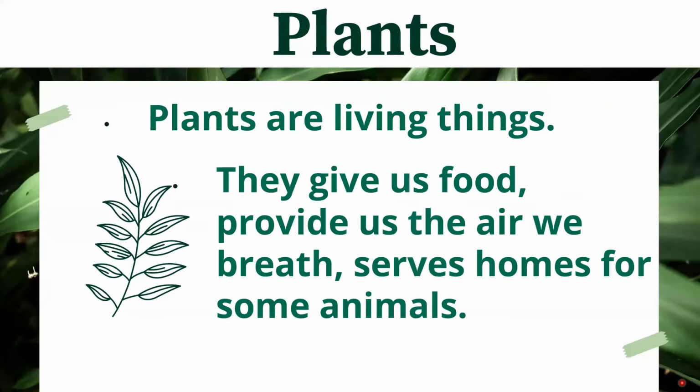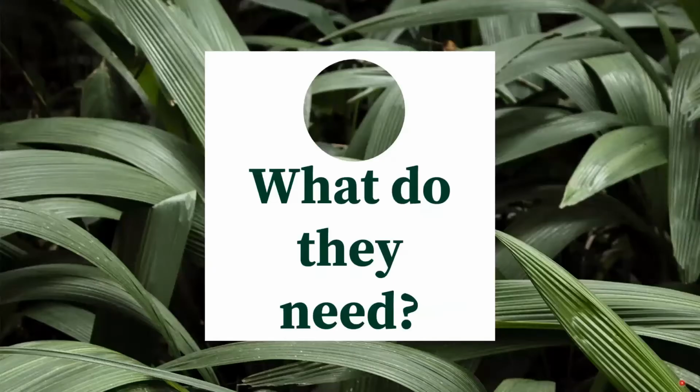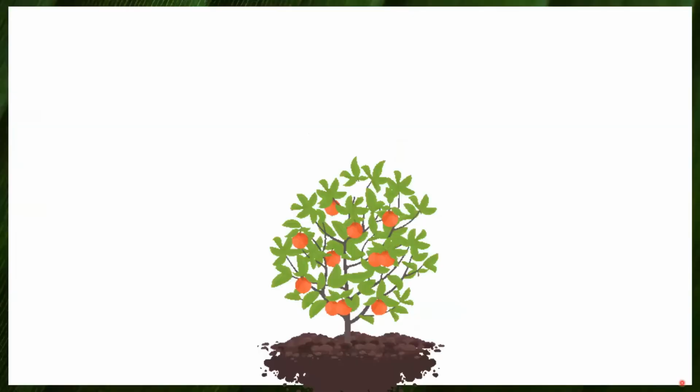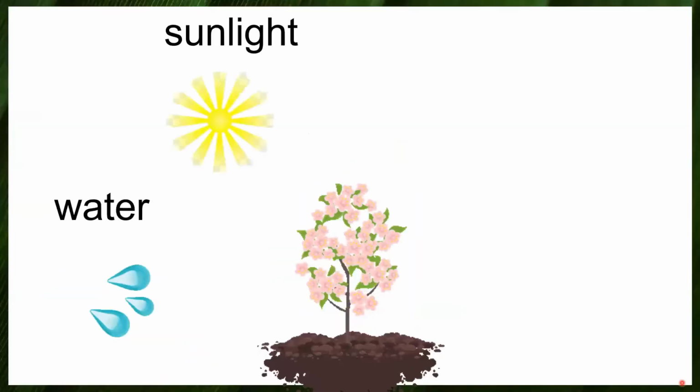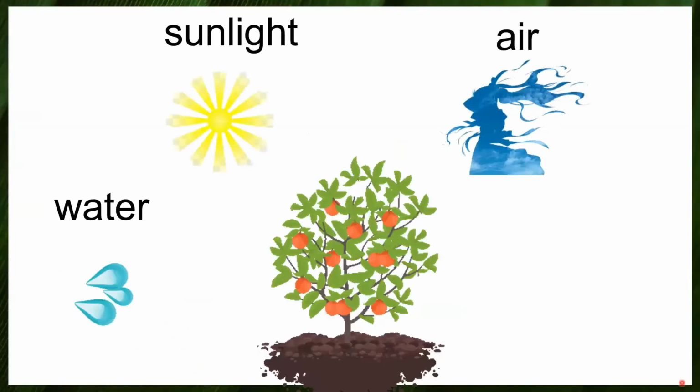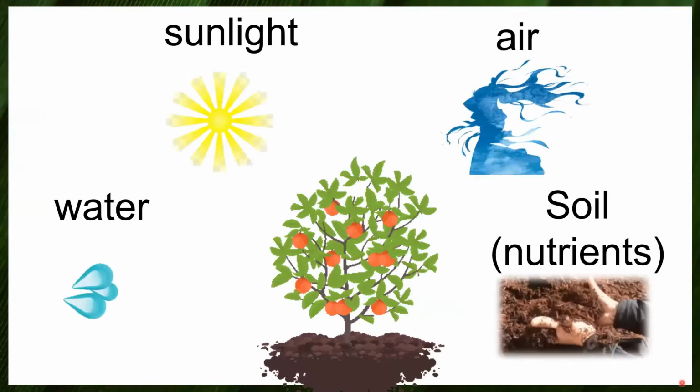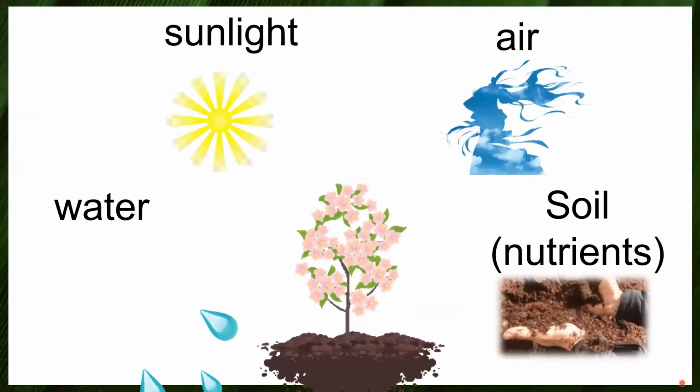We also said that they give us food, provide us the air we breathe, and serve as home for some animals and insects. And we also discussed the things that they need to grow. For example, they need water, they need sunlight, they need air, and soil or nutrients.